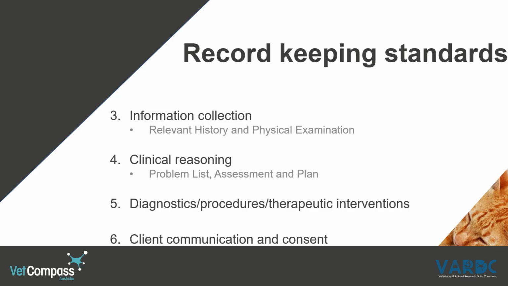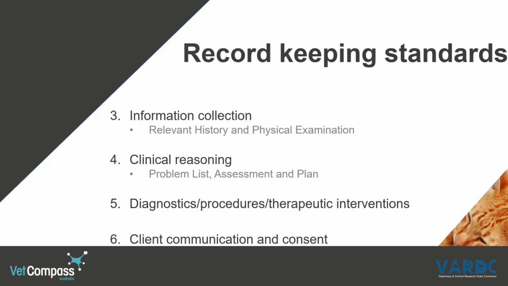The details of the record will then loosely be categorised into collection of information, clinical reasoning, diagnostic and therapeutic procedures, and client communication and consent. Collection of information may include any relevant history and physical examination of the animal. The details required can vary, but a good rule of thumb is to include what was examined and any body systems that were not examined. Some stakeholders might allow for the use of acronyms such as NAD, no abnormalities detected, or WNL, within normal limits, in the absence of abnormalities to speed up the record-keeping process. But it's best practice to provide details of both normal and abnormal findings.